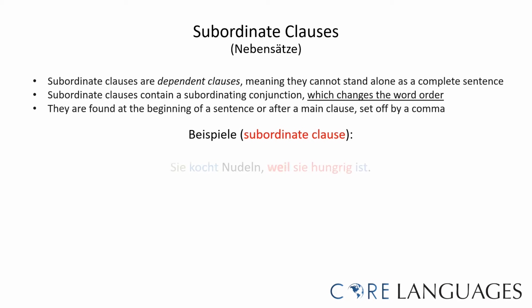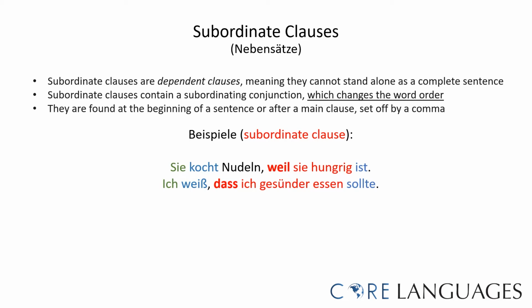Here are some Beispiele. Sie kocht Nudeln, weil sie hungrig ist. She cooks noodles because she is hungry. Notice how the verb ist was moved to the end of the sentence. Ich weiß, dass ich gesünder essen sollte. I know that I should eat more healthy. Again, notice that the verb sollte has moved to the end of the sentence. Wir fahren nach Prag, sobald du dich anziehst. We are driving to Prague as soon as you get dressed.